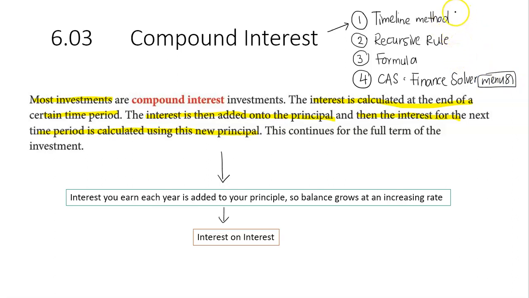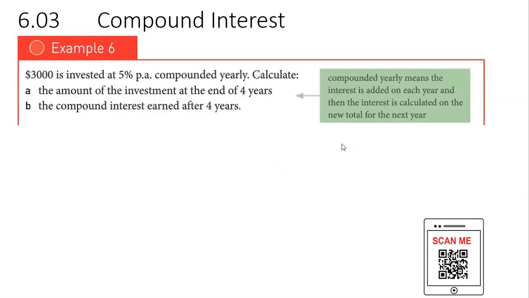In this section, we just have to cover 6.03 compound interest. I will cover the timeline method and the recursive rules, and the following section will continue with the formula and the CS calculator. Remember that compound interest is interest on interest. Alright, so let's look at the first example. I'm going to show you the timeline method, which I think you're not going to like.